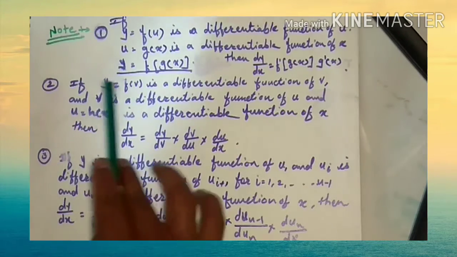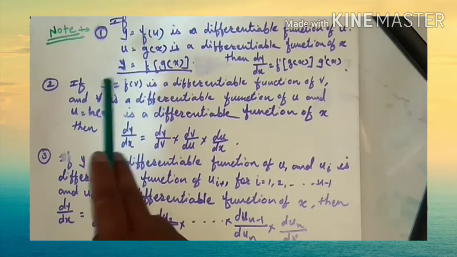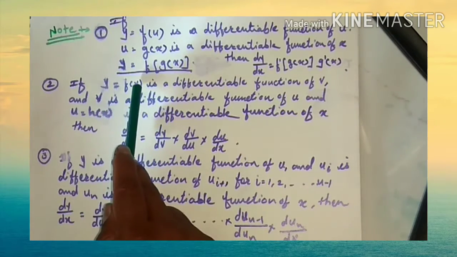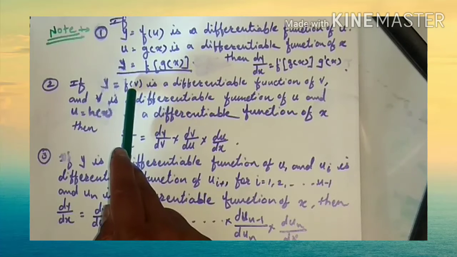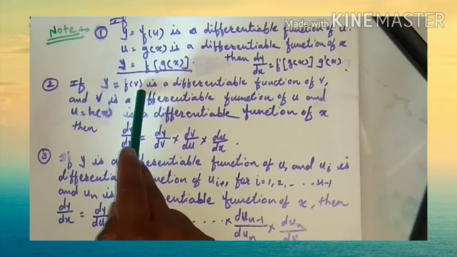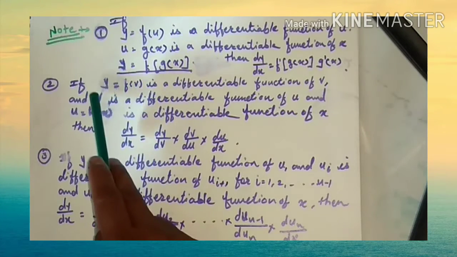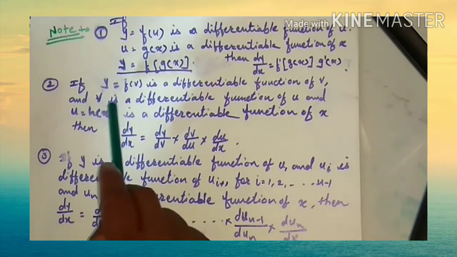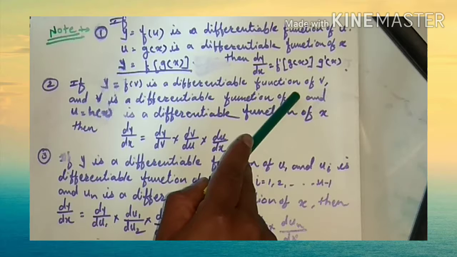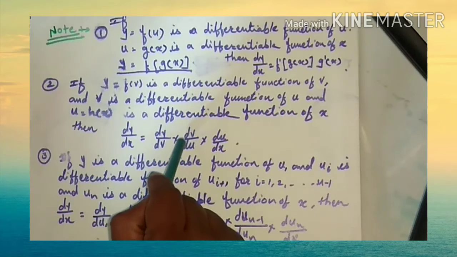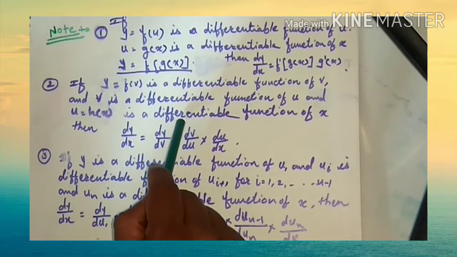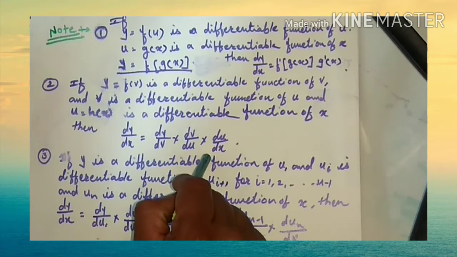So let me repeat. See here, for dy by dx, we first of all get dy by dv, because initially it is given that y is a function of v. So dy by dv, into dv by du, because v is a function of u, and this u is a function of x, so we will get du by dx.